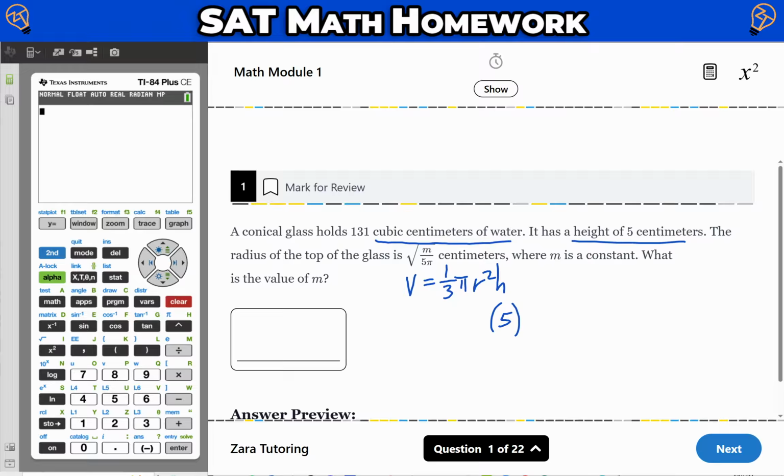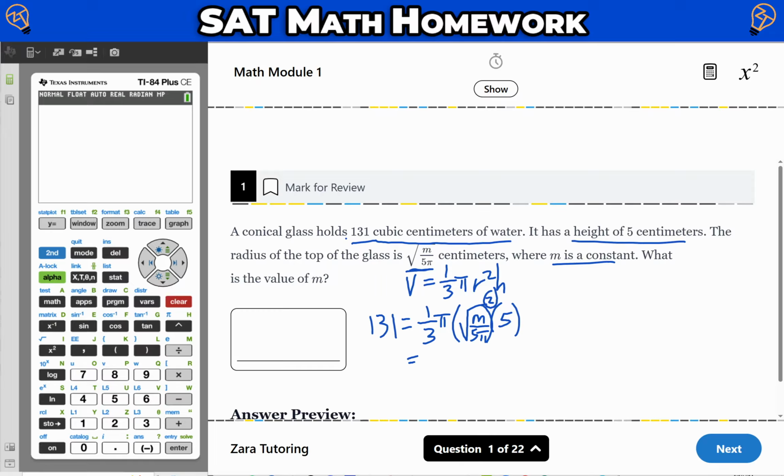We know that the radius is, it's still squared, but it's the square root of m over 5 pi. And we have this pi and 1/3, and they say m is a constant, so some number. And they tell us the volume is 131. All right, so we can only have one unknown, which we do. It's just m. Pi is actually a number. It's an irrational number at that.